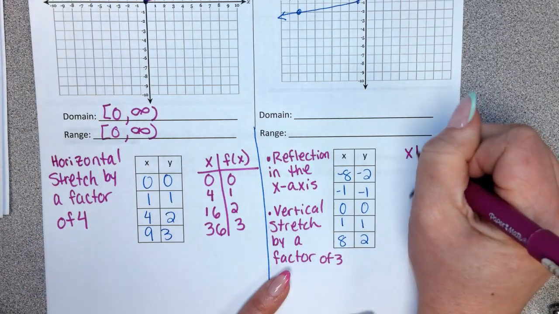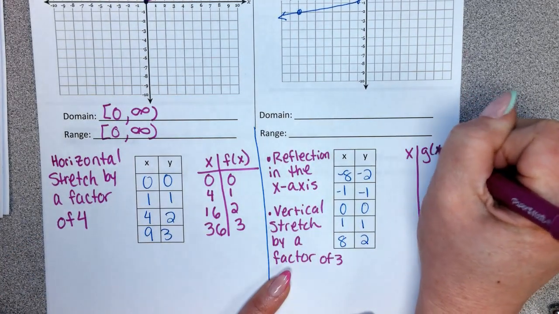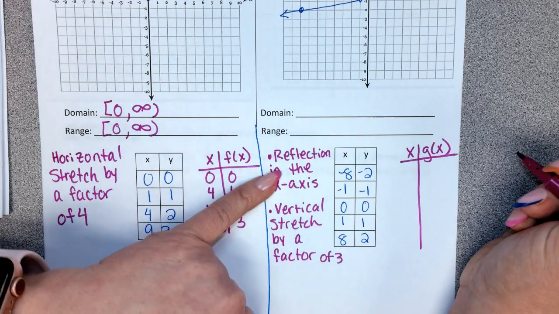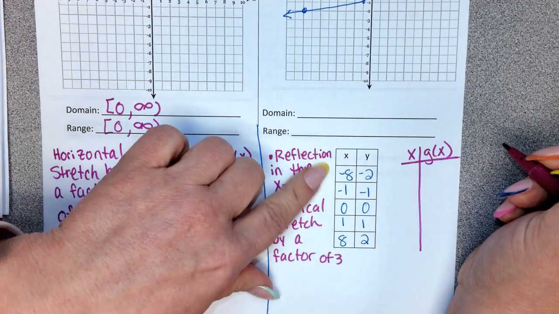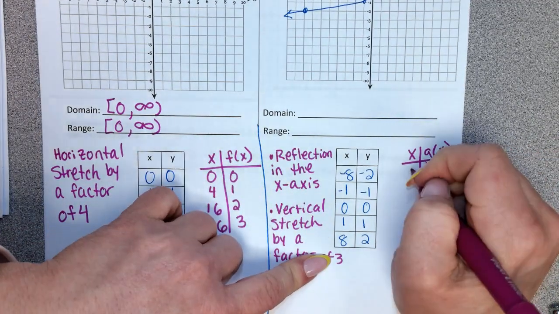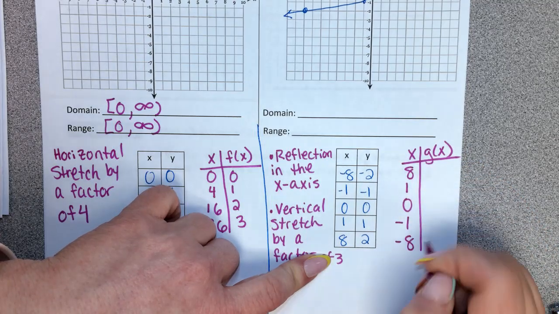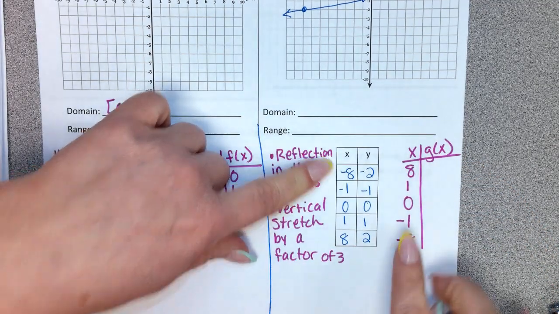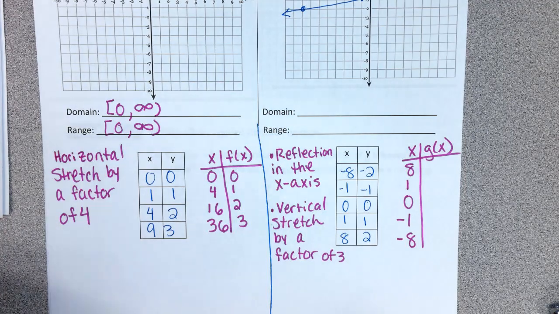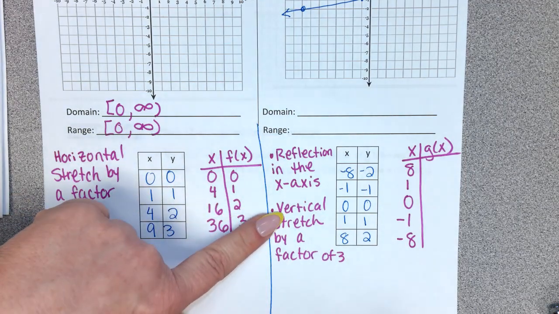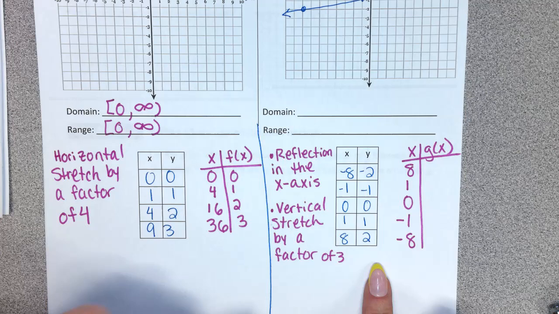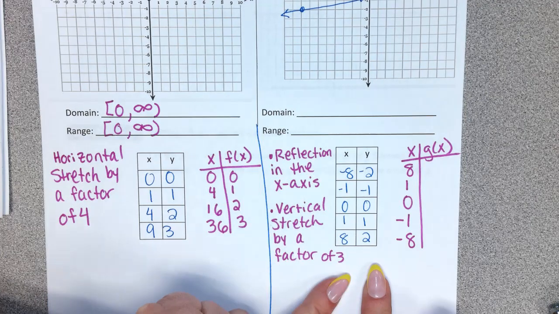So now when I make a table for g of x, I need to reflect my x-axis, so all of my x's should be reflected. So now I'm going to start with the positives and lead down to the negatives over here. So notice I just took these and reflected them. And then vertical stretch, vertical means I'm changing the y values and I'm multiplying by a factor of 3.